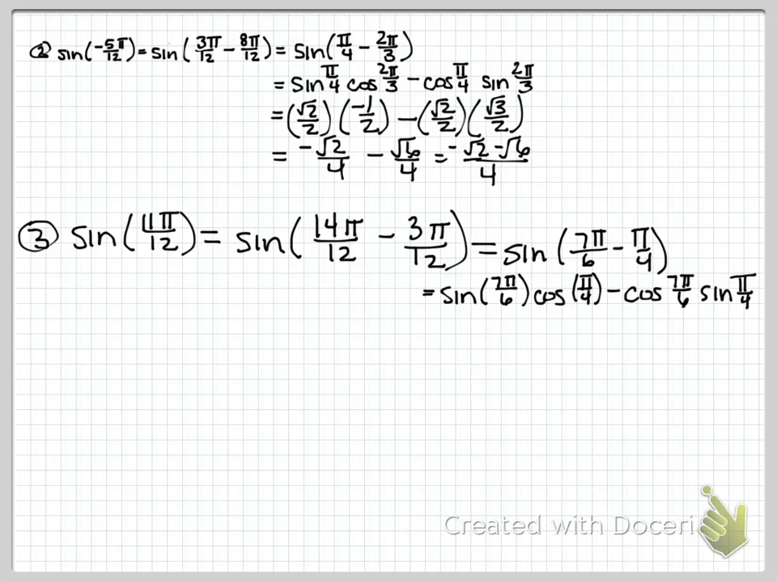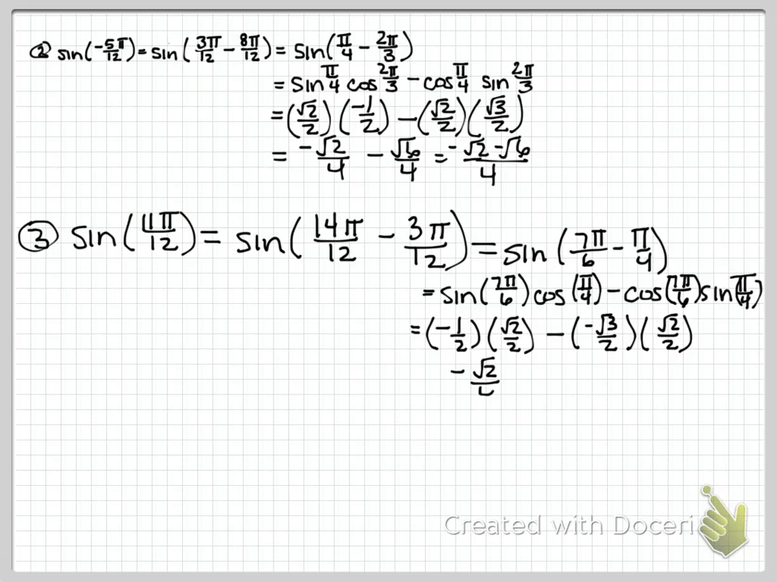Well, the sine of, and I can put parentheses around these, don't have to, but you can. Well, the sine of 7 pi over 6, that's in the third quadrant, and that would be negative 1/2. Cosine of pi over 4 is root 2 over 2, minus cosine of 7 pi over 6 is negative root 3 over 2. Sine of pi over 4 is root 2 over 2. Simplify it, and I get negative root 2 over 4. Now I have a negative times a negative, that's going to make that a positive, so plus root 6 over 4.